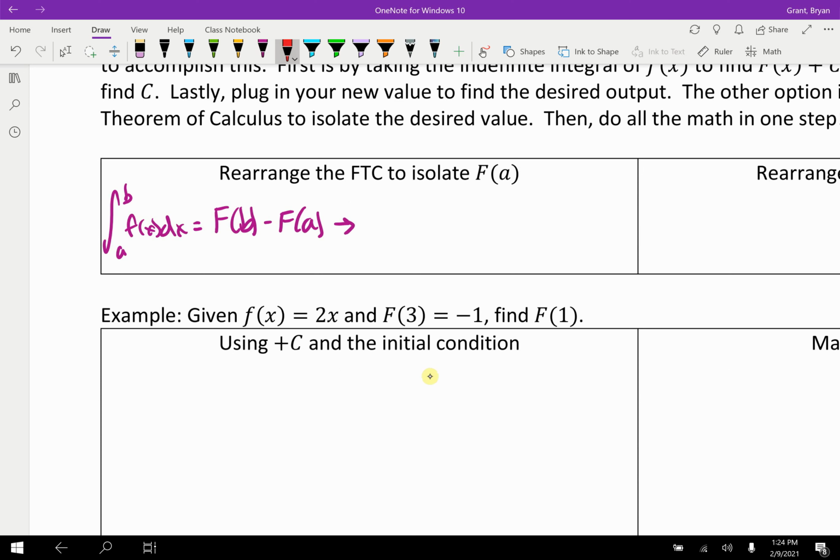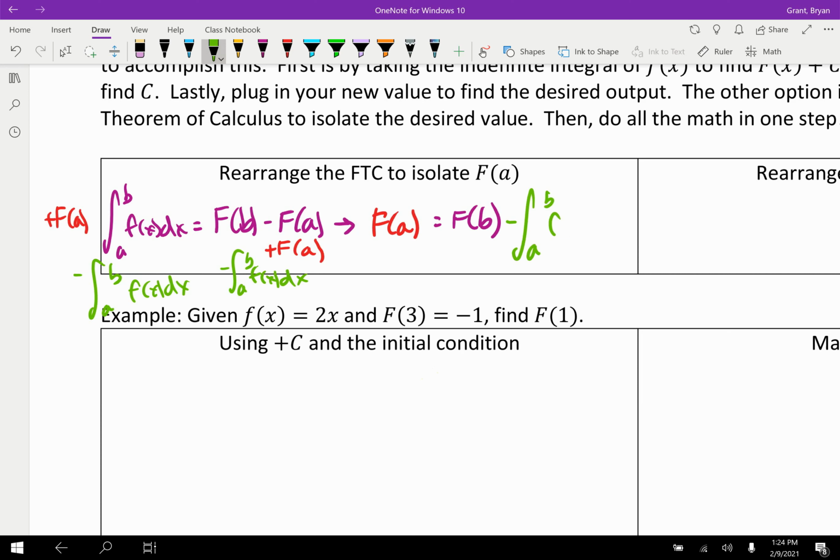And to isolate it, I'm going to add, since there's an equal sign so I can perform algebra, I'm going to add capital F of a to each side, but then capital F of a wouldn't be isolated. So I'm also going to subtract the integral from each side to give us the expression capital F of a equals, capital F of b hasn't moved, minus the integral from a to b of f of x dx.